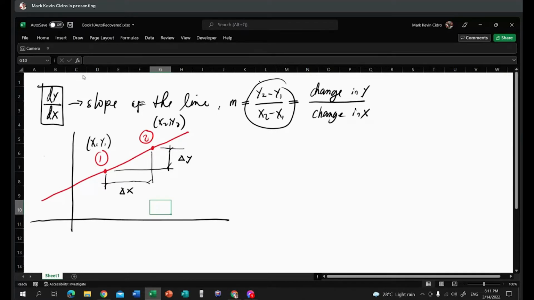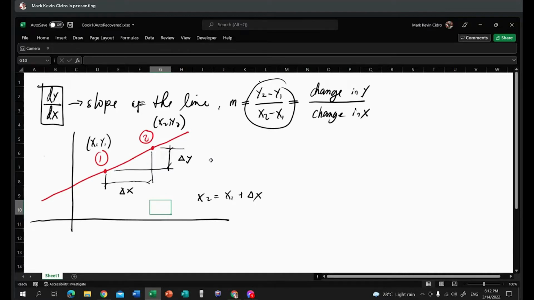If this is the change in x, your x sub 2 will be equal to x sub 1 plus the change in x. Your y is the dependent variable. Whatever the change in x, there will be a corresponding change in y. If you have a linear line, y is the dependent variable and x is the independent variable. Your slope will be the change in y divided by the change in x, or just the final value minus the initial value, y sub 2 minus y sub 1 all over x sub 2 minus x sub 1.